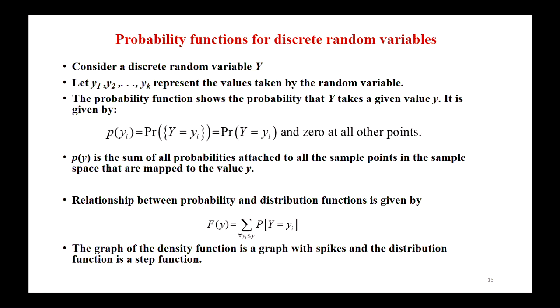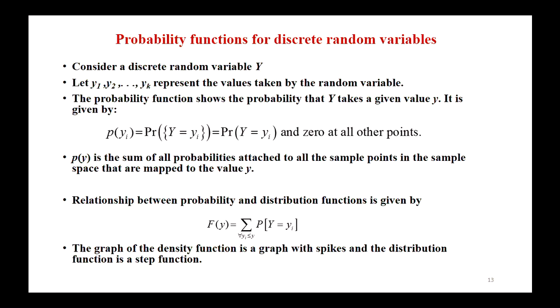That's it. It's between 0 and 1 at all values which y can take, and it's 0 everywhere else. The probability of y taking a value outside its range is 0. But at every other point, it just gives the probability associated with that point. So what is p(y)? It's the sum of all probabilities attached to all the sample points in the sample space that correspond to the random variable taking on value small y.